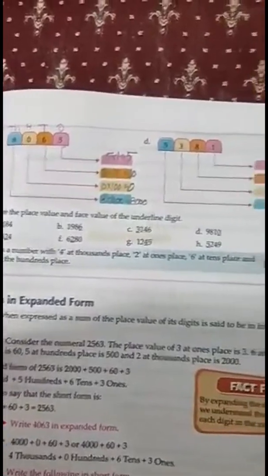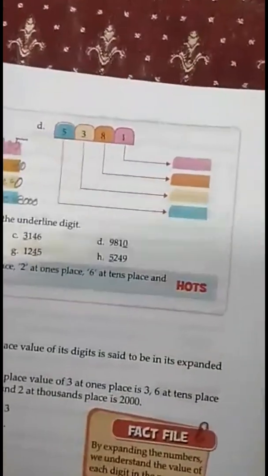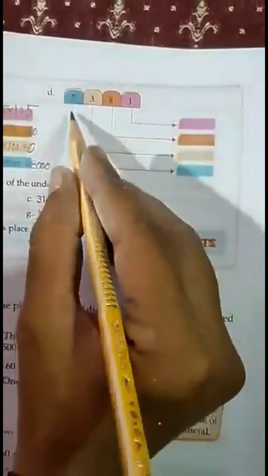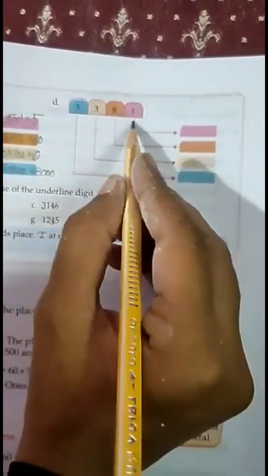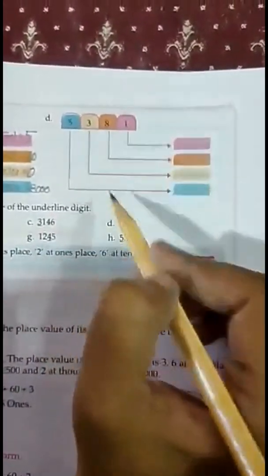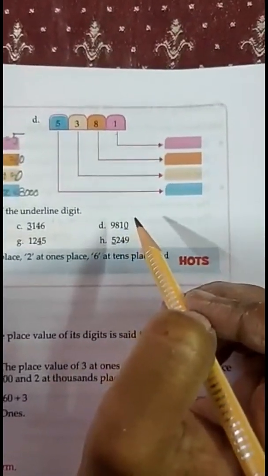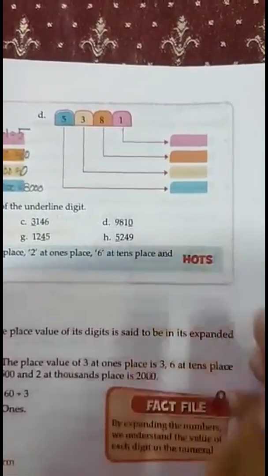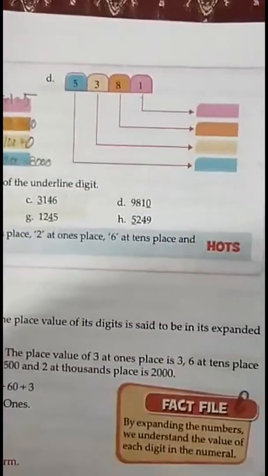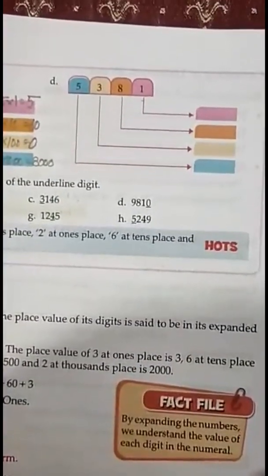One more example we have, see. 5381. Very easy, no? Now you try to solve this example on your own and send it to my WhatsApp number. Okay children? Finish your homework and send it to my number.